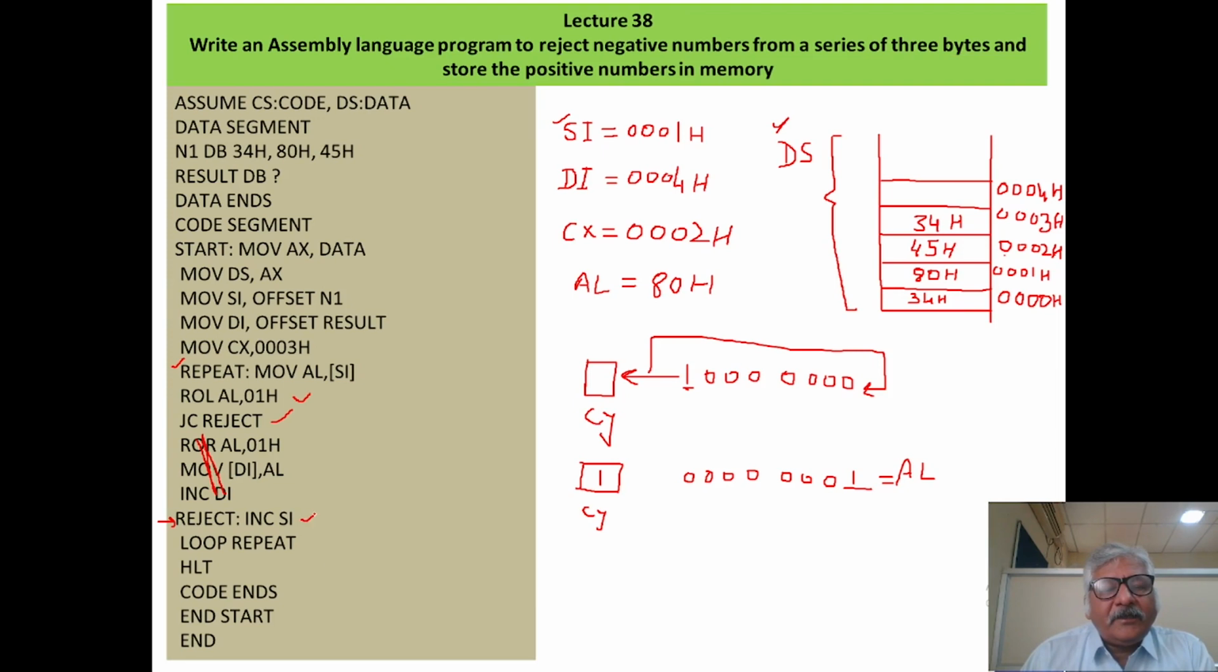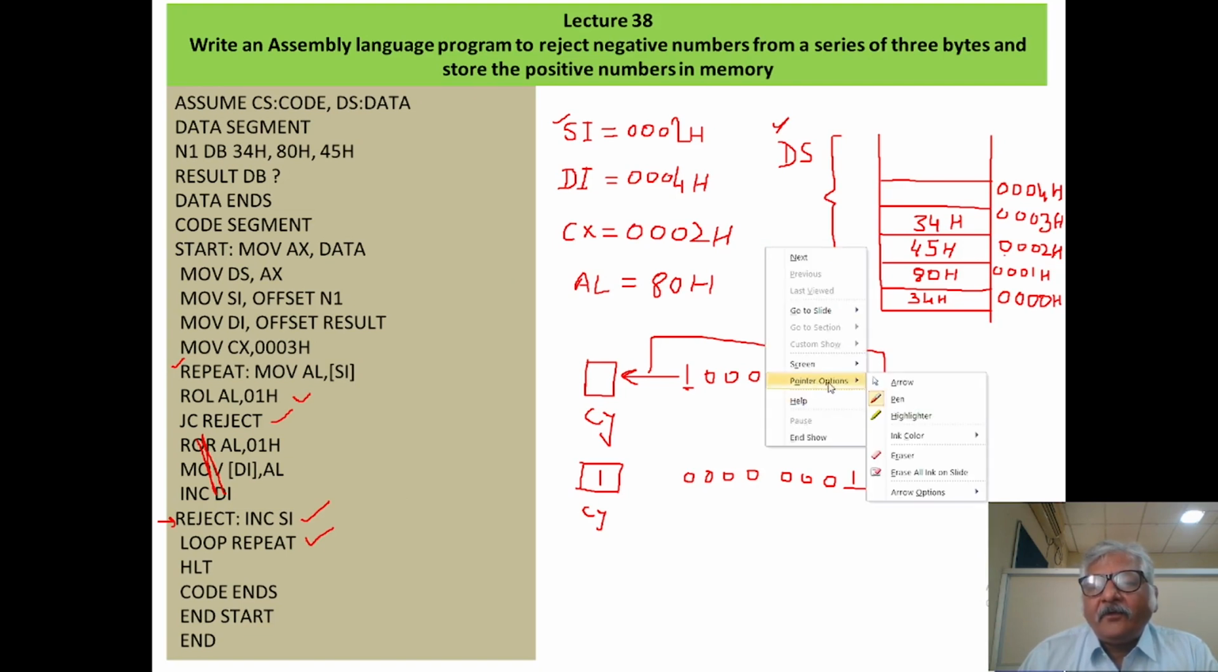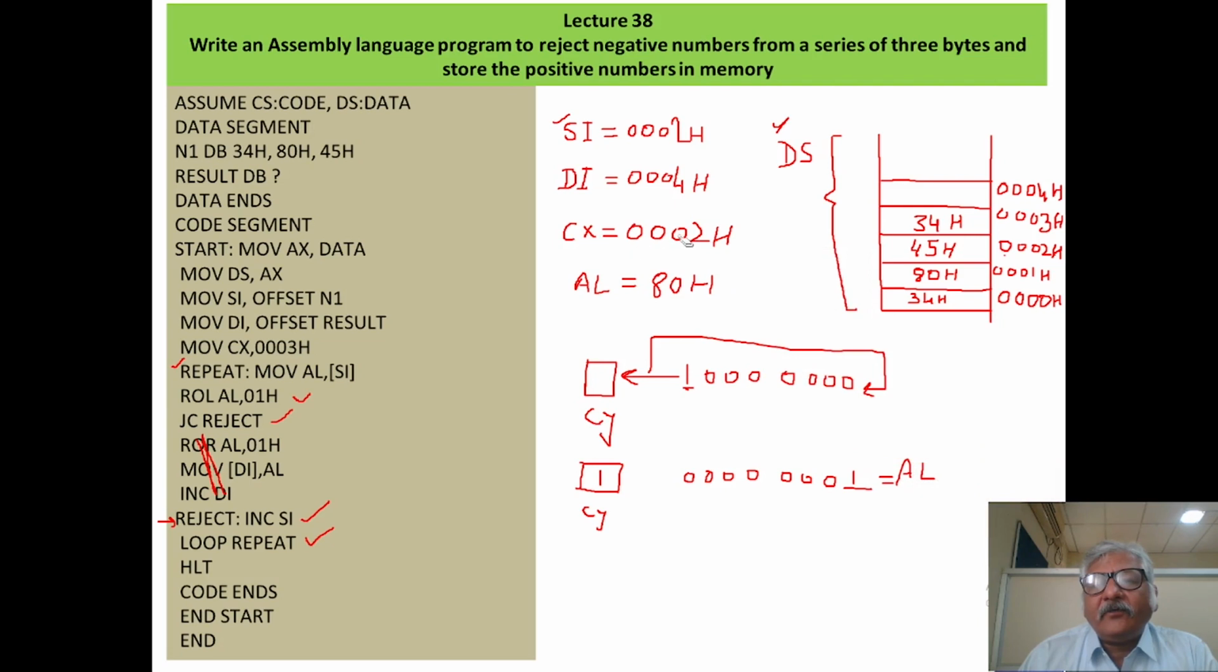Now INC SI, so SI will be increased by 1 and will become 2. Because this number 80H is negative, we reject this number and we will check the third number now. For that, we bring the offset address of my third number in SI. That's why we have written INC SI. Then LOOP repeat. Again the value of CX is decreased by 1. Earlier it was 2, now it will become 0001. Since it is not 0, again the program will go to the label repeat.